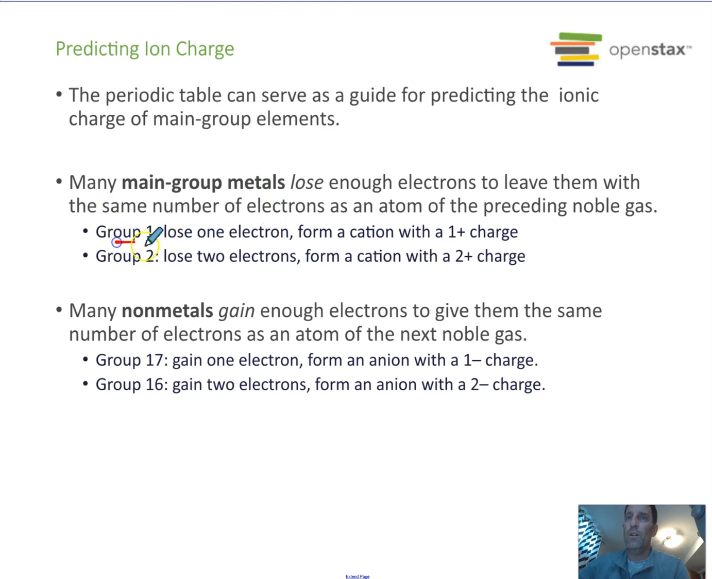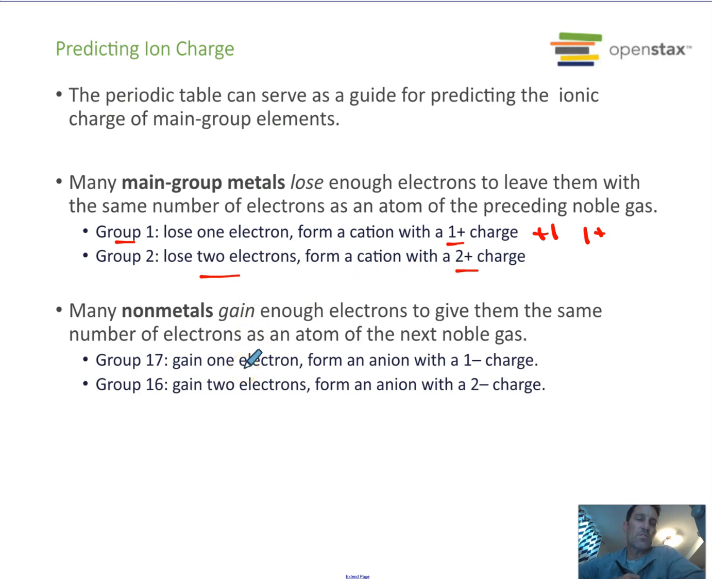So group 1, it loses 1 electron and forms a positive 1 cation. Now, +1 or 1+, they're slightly different in what they mean, but they don't really matter. I always write +1. Some books put 1+. And they represent pretty much the same thing. Group 2 always loses 2 to make a +2.